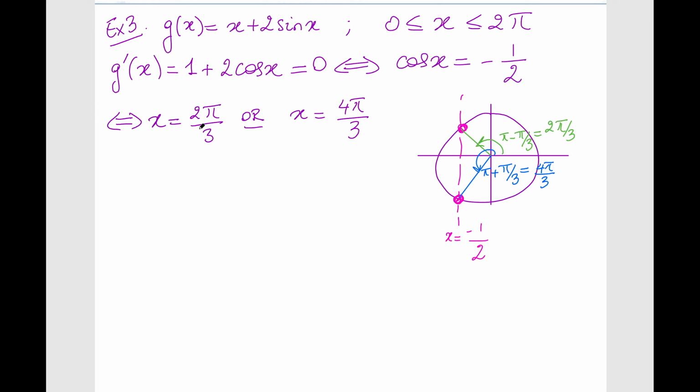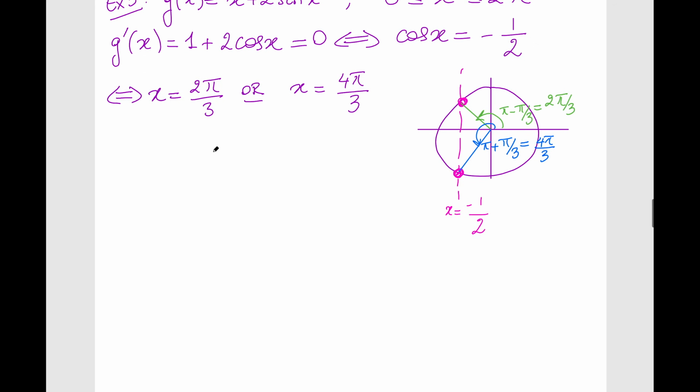So now I know that these numbers are critical. I want to know now where g prime is positive and where it's negative, right? Why? Because I want to see where it changes sign. By the first derivative test, I get my hands on the local extrema, correct? All right, so let's see where the function changes sign.